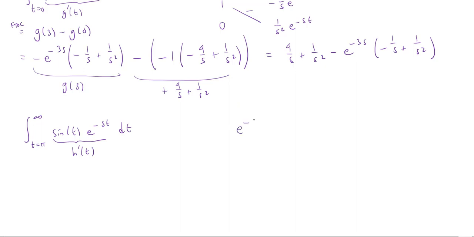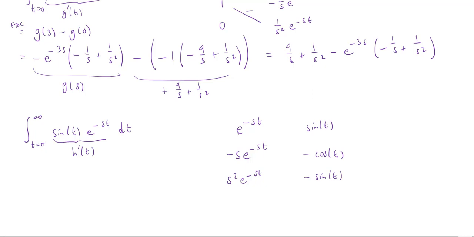So I'm going to go e to the negative st on the left, sine of t on the right. You can't stop me. So I take a derivative. I get negative s e to the negative st, right? Chain rule's so much easier. An antiderivative of sine is negative cosine. I do it again. I'm going to get s squared e to the negative st, and an antiderivative of negative cosine is negative sine.